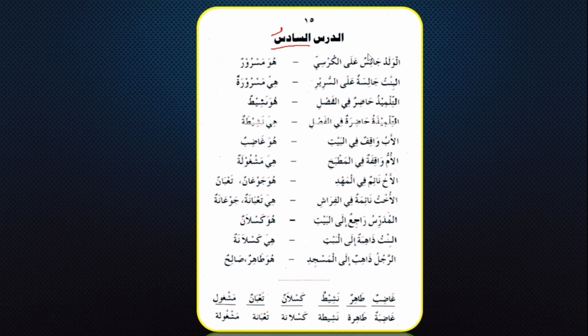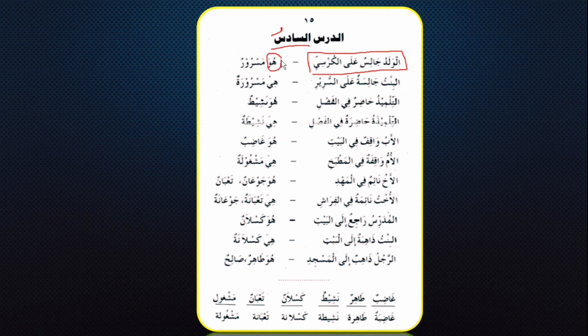Now we learn the translation of the sentences given over here. This is al-waladu jalisun alal kursiy. So we can see that the sentence is a little bit longer as compared to the sentences already learned. So here 4 words are used. Al-waladu jalisun alal kursiy, the boy is sitting on the chair. Huwa masrurun, he is happy.